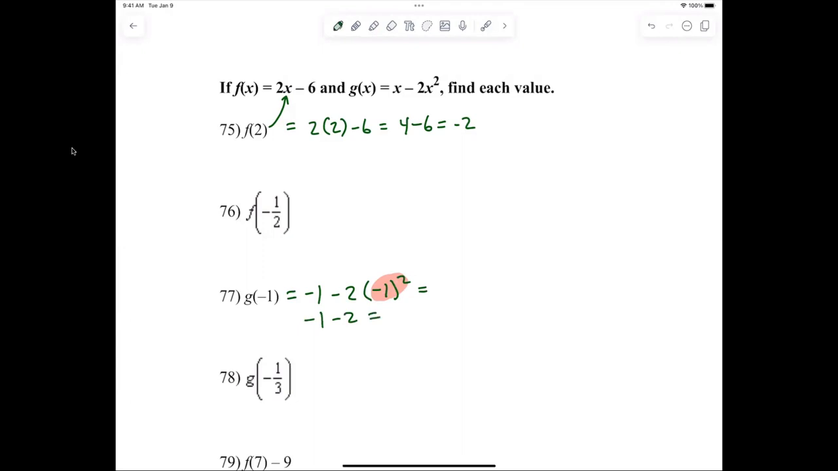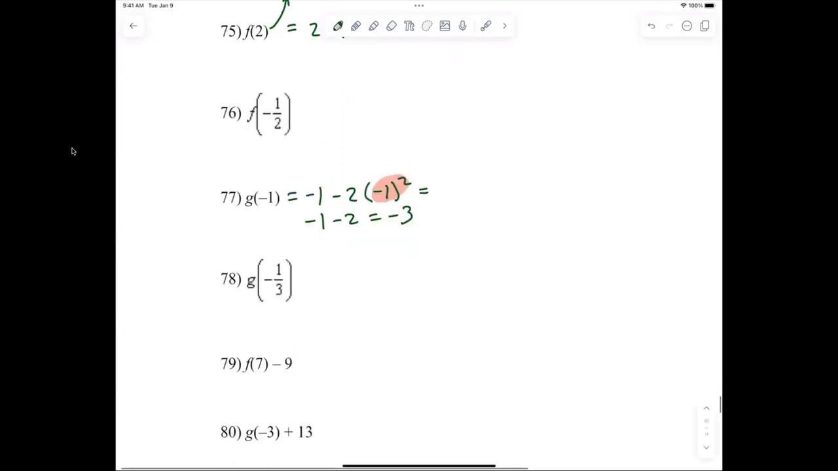Come on now. Don't miss this part. -1 minus 2. You owe your mom 1 and you owe your dad 2. Yeah, think of money. Think of money.